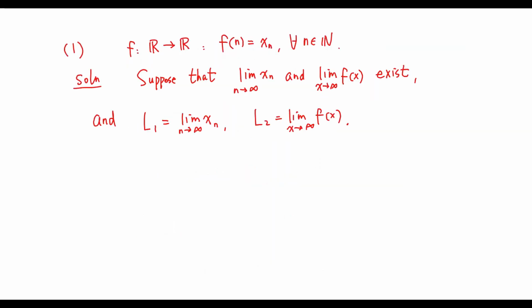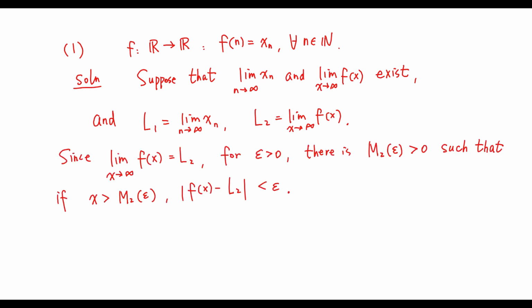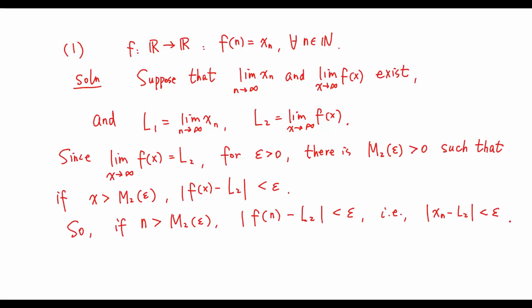Solution. Suppose that these two limits exist and L1, L2 are the values of these two limits. From this limit, for any positive number epsilon, there is a positive number m2 such that if x is greater than m2, the absolute value f(x) minus L2 is less than epsilon. So if n is greater than m2, the absolute value f(n) minus L2 is less than epsilon. This says the absolute value xn minus L2 is less than epsilon.